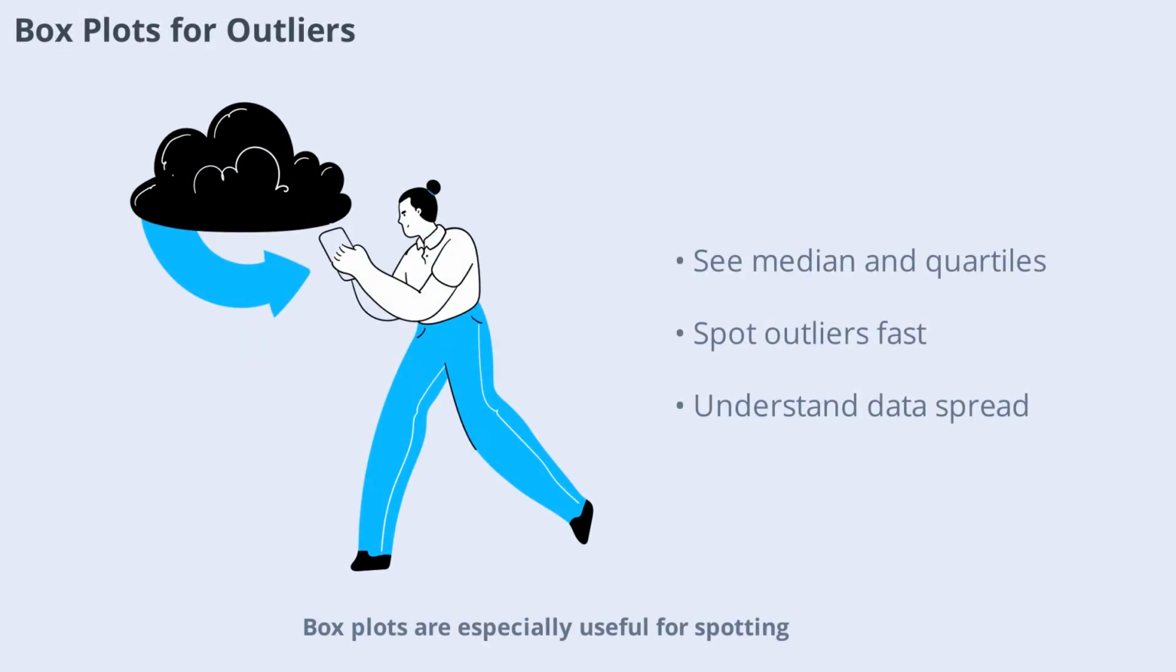Box plots are especially useful for spotting outliers and understanding the spread of your data. They show the median, quartiles, and any points that fall outside the typical range. By using box plots, you can quickly identify values that might need special attention in your analysis.